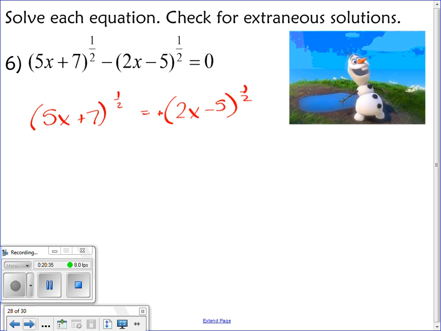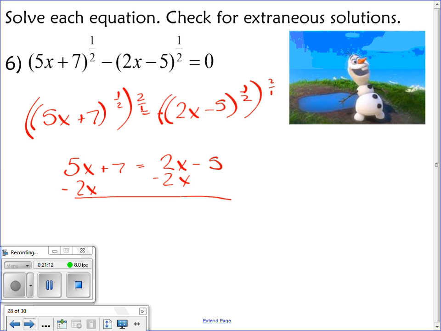All right, so what do I do next? I got each part by itself. Good, I'm going to raise it to its reciprocal, which would be 2 over 1. So what happens to both of those exponents? They're just 1, so I don't really have to write them. So we'll have 5x plus 7 equals 2x minus 5. Do I have to set this equal to 0? No, I do not. So I'll just go ahead and solve.